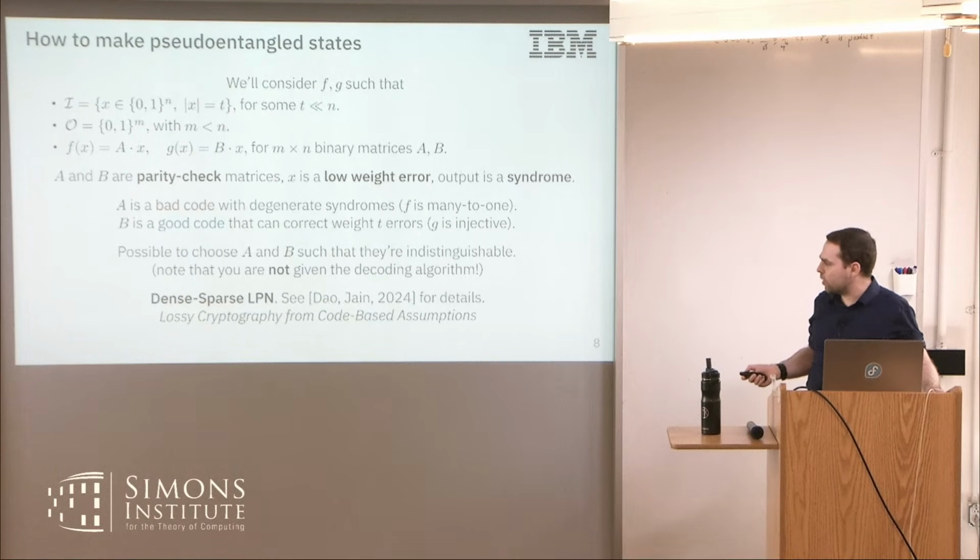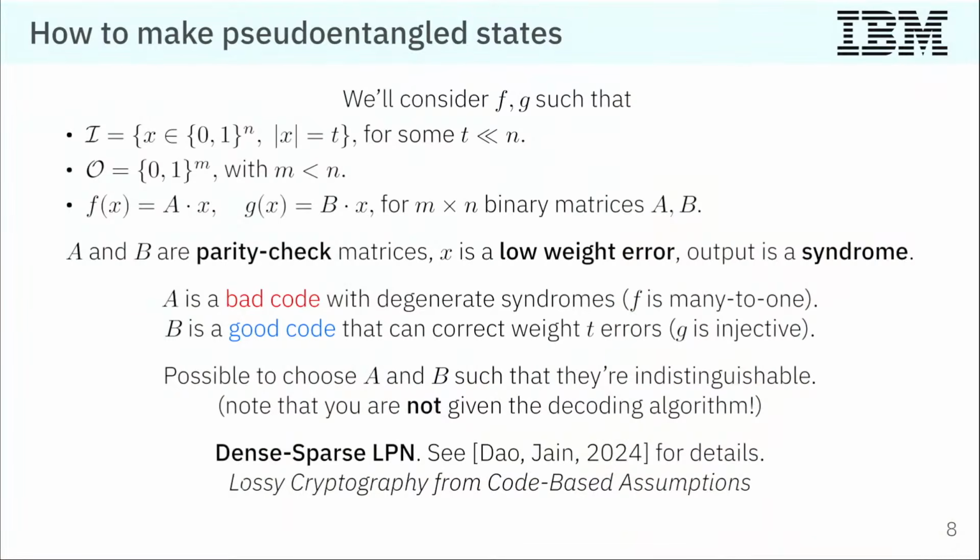So this is possible based on this recent result by Dao and Jain, where they introduced this very nice cryptographic assumption called dense sparse LPN. I won't go into too much detail about what this is, but you can ask me about it if you want. I think it's a very cool construction, and it's very closely related to standard LPN, if you've heard about this. It's called the learning parity with noise problem. And the paper is even called lossy cryptography from code-based assumptions. Code-based because we're making an assumption about the existence of certain codes, and lossy because one code is lossy, it loses information about the error. When you apply the parity check matrix, you get a syndrome that could have corresponded to many other different errors, whereas in the other case, this doesn't happen, and yet the two cases are computationally indistinguishable from each other.